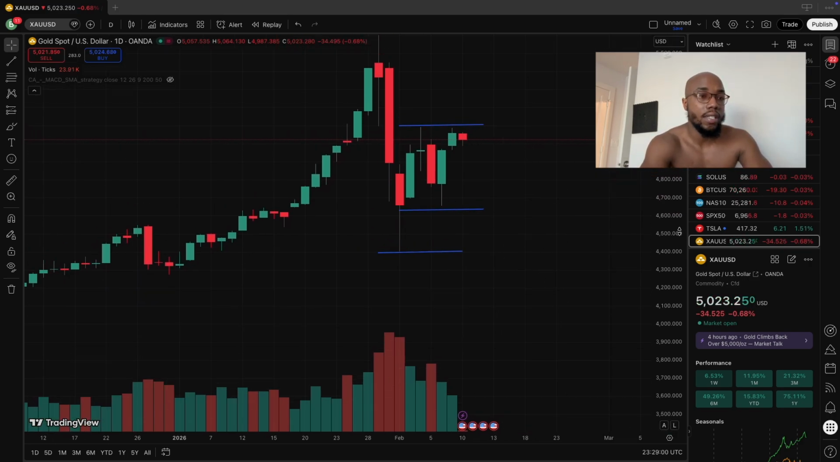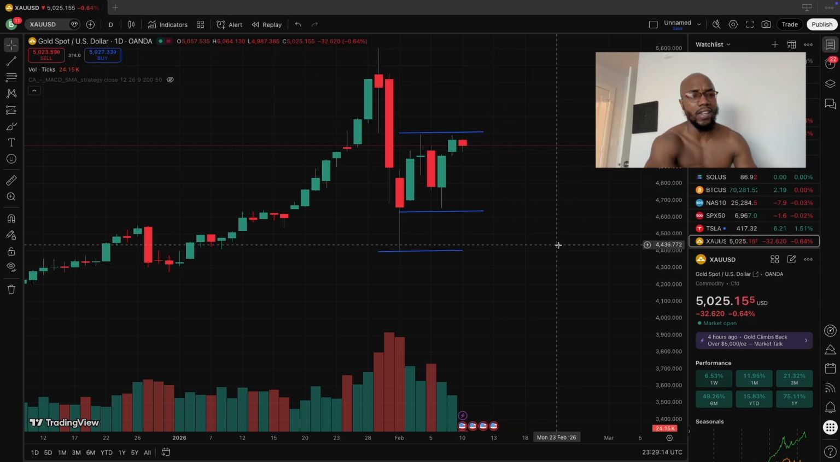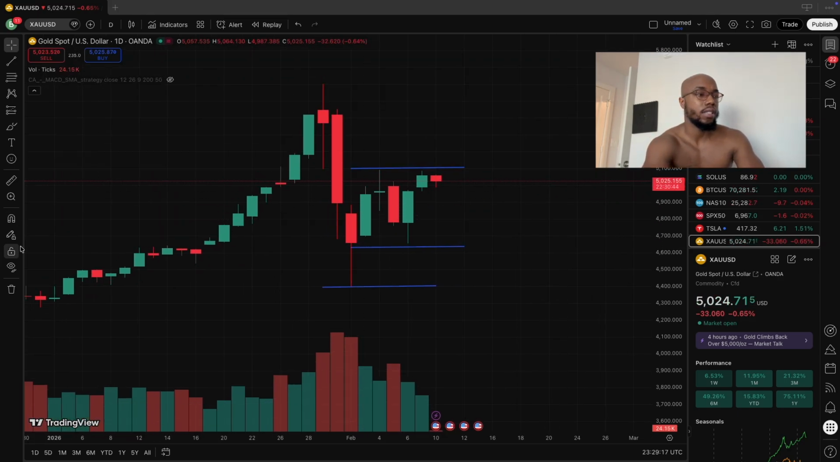But we did mark these significant levels. These two levels that we marked right here are consolidation lines. This is where gold is going, and this is where buyers are being met by sellers, sellers being met by buyers, until we do get that breakout. So right now, gold will basically be on the watch list.